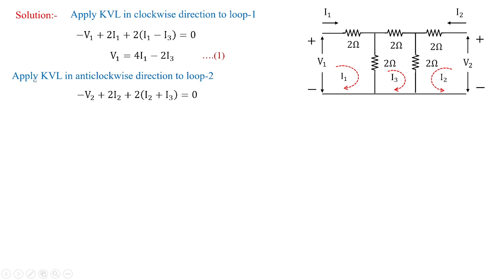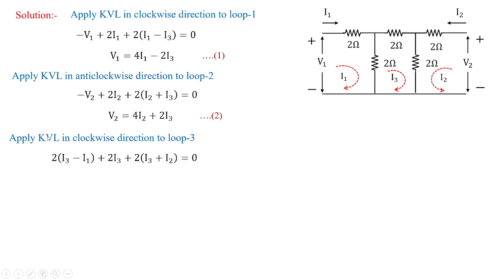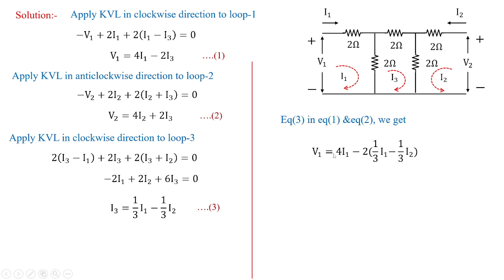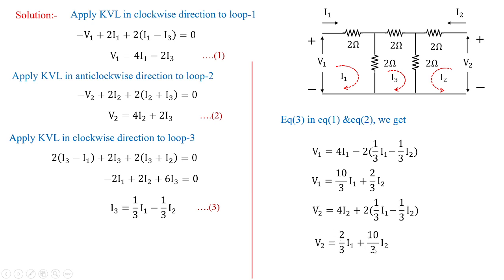And similarly, when you apply KVL in anti-clockwise direction over this loop, you're going to get V2 equal to 4I2 plus 2I3. And in the middle of the loop, if you apply KVL in clockwise direction as shown in the dotted line, then we are going to get the value of I3 equal to 1 by 3 I1 minus 1 by 3 I2. Equations 3, 2, 1. You can substitute 3 in 1 and 2. Then you're going to get V1 equal to 10 by 3 I1 plus 2 by 3 I2, and V2 equal to 2 by 3 I1 plus 10 by 3 I2.